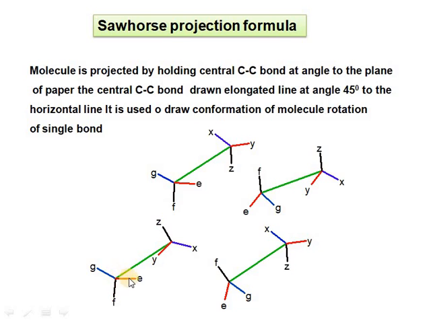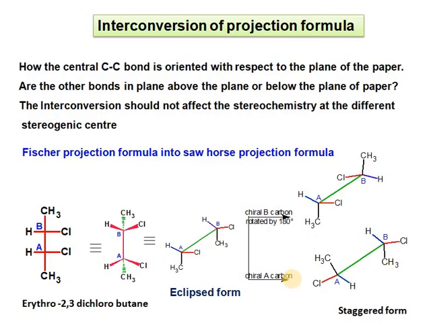Secondly, we can rotate this, right? Only rotation of this clockwise gives such a conformation. These molecules also we can rotate like this, anti-clockwise rotation, and this is clockwise rotation. This is clockwise rotation, and this carbon is anti-clockwise rotation. So such types of conformation are obtained in the Sawhorse projection formula.